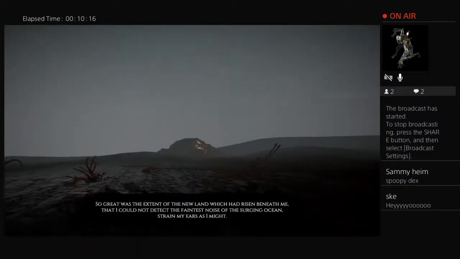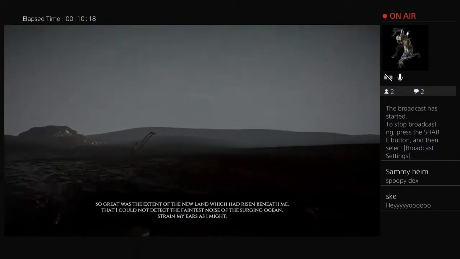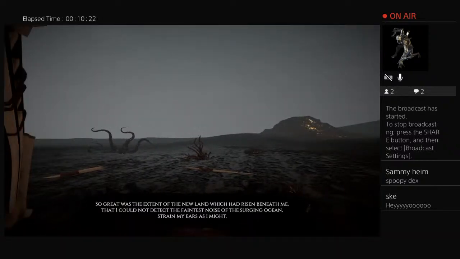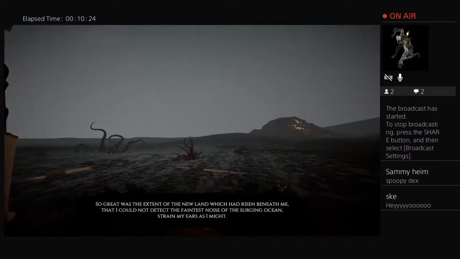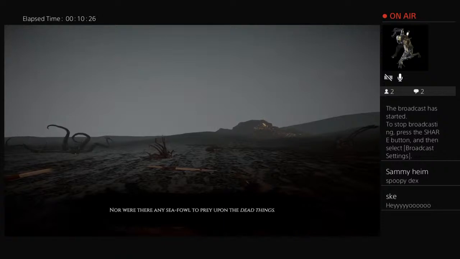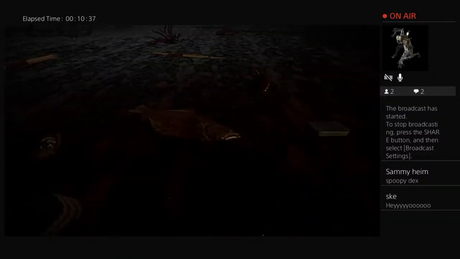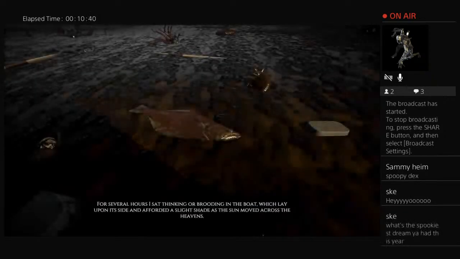So great was the extent of the new land which had risen beneath me that I could not detect the faintest noise of the surging ocean, straining my ears as I might. Nor were there any seafowl to prey upon the dead things. Right there. Boink. Oh, it was a normal looking fish. I'd eat that.